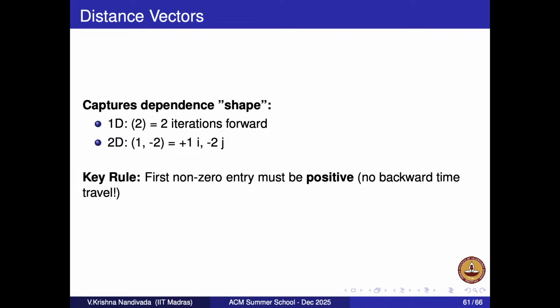Plus 1 in i, minus 2 in j. So the first non-zero entry must be positive. I mean this one, the first entry here has to be positive, first non-zero entry. It's possible that I1 equals J1, I2 equals J2 and so on, and then there is some element here which is non-zero. This one must be less than this one. Let's make it less than. This must be before this.